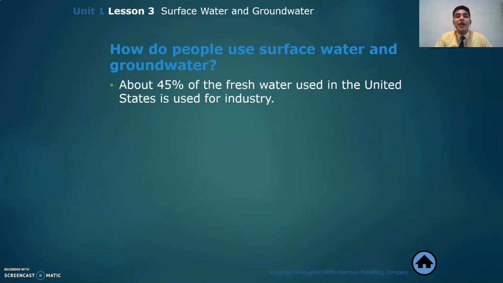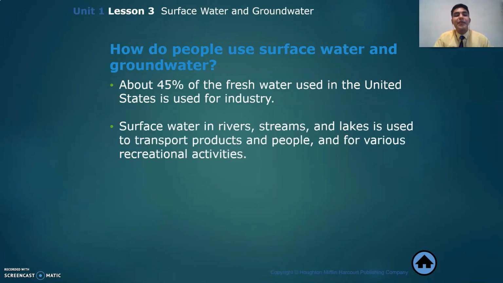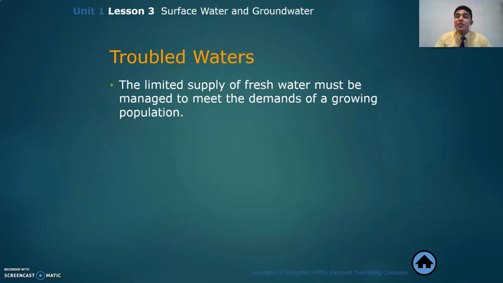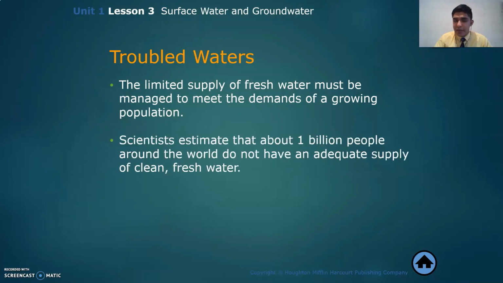About 45% of the fresh water used in the United States is used for industry. That's another important thing. Surface water in rivers, streams, and lakes is used to transport products and people, and for various recreational activities. And the limited supply of fresh water must be managed to meet the demands of a growing population. Scientists estimate that about 1 billion people around the world do not have an adequate supply of clean and fresh water. That's when we start to think a little bit more about our context.